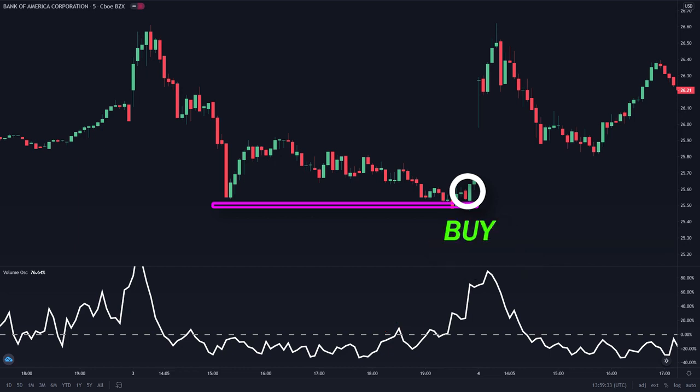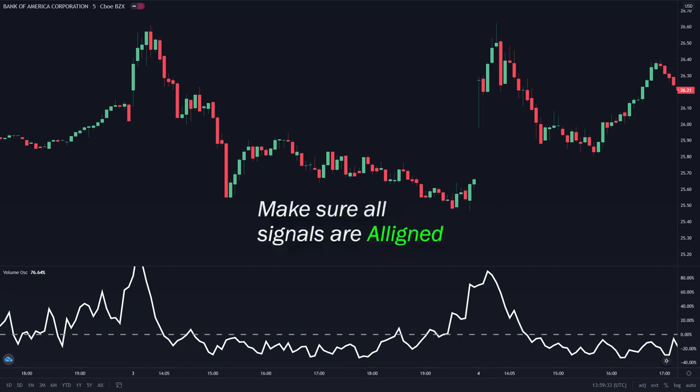So the key to having a profitable trading strategy is making sure that all the signals are aligned. You cannot simply take a buy position because a bullish engulfing formed. You need to take into account other market factors like support and resistance. So that's how you combine volume with price action.